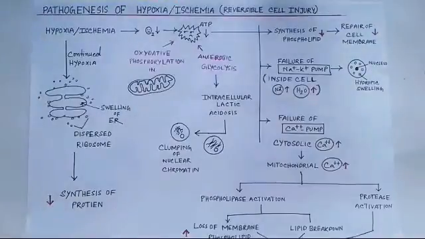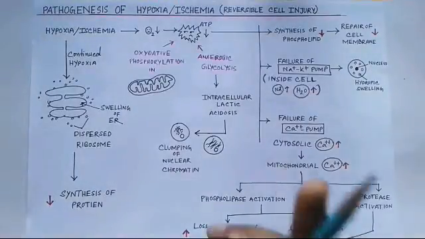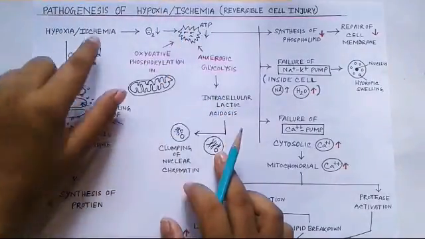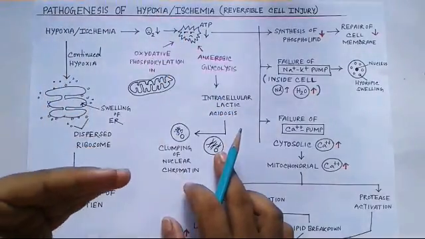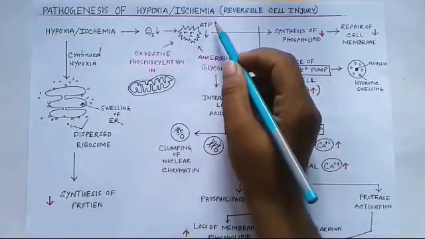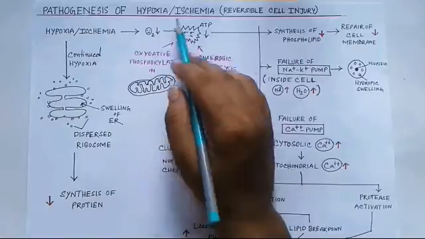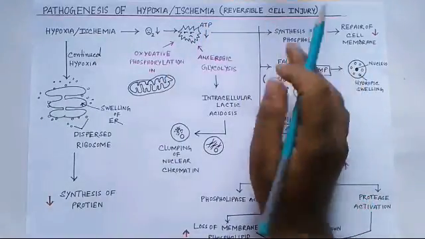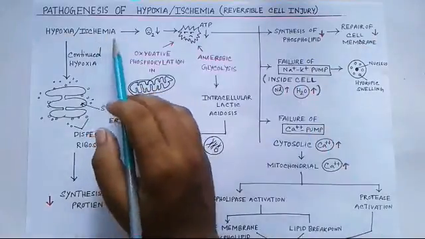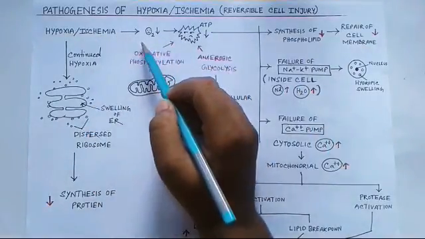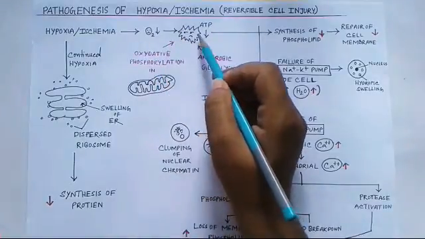So hypoxia and ischemia are the most common types of cell injury. Pathogenesis of hypoxia and ischemia. Pathogenesis means development of any kind of disease. Now, depending on the type of hypoxia and the type of cell which is injured, hypoxic injury or ischemic injury can be reversible or irreversible in nature. When hypoxia and ischemia occur, cellular oxygen level falls. For this reason, generation of ATP also decreases.